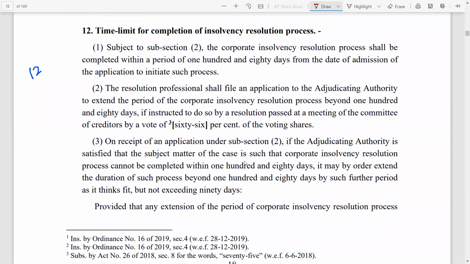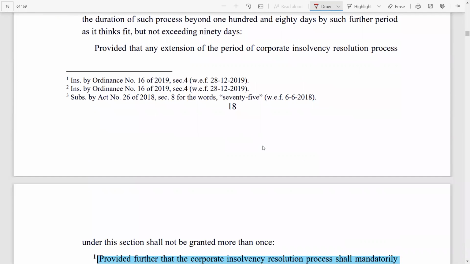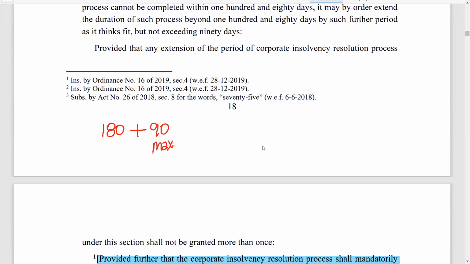Further, this is again an important point: what is the time limit for completing the CIRP process? The time limit is 180 days, from the date of the admission of the application. However, a single extension can be given for a maximum of 90 days. Now, if the extension is given only for, let's say, 60 days, a further extension of 30 days would not be allowed, because only one extension, and that too for a maximum of 90 days, can be allowed, right? So this is for the normal CIRP.